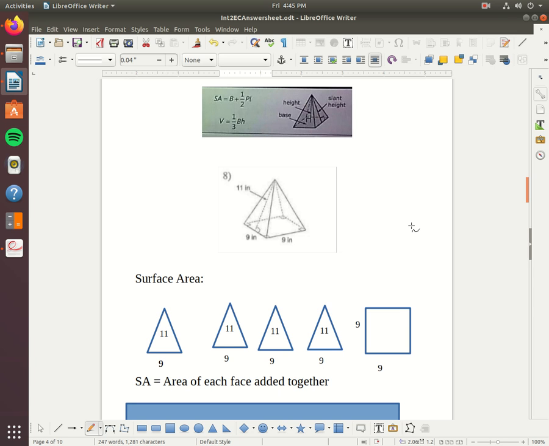Now we're going to move on to figuring out the surface area and volume of some shapes. We're going to start with the pyramid. And here's some formulas. And personally, I feel like sometimes the formulas are useful and sometimes they're not.